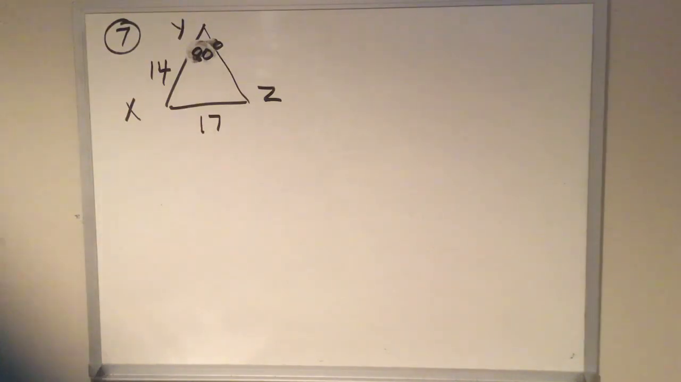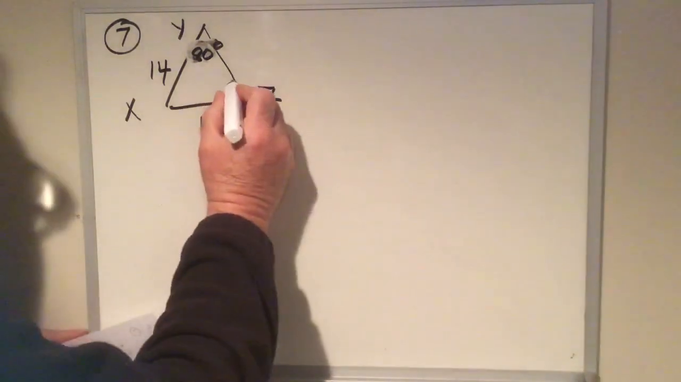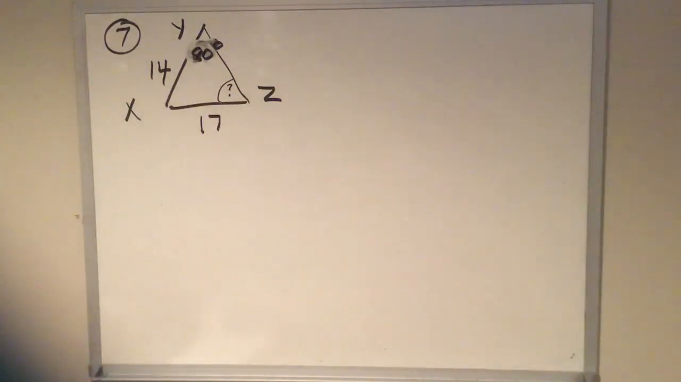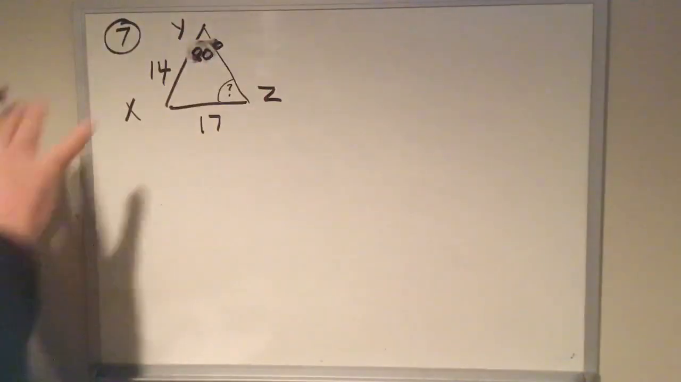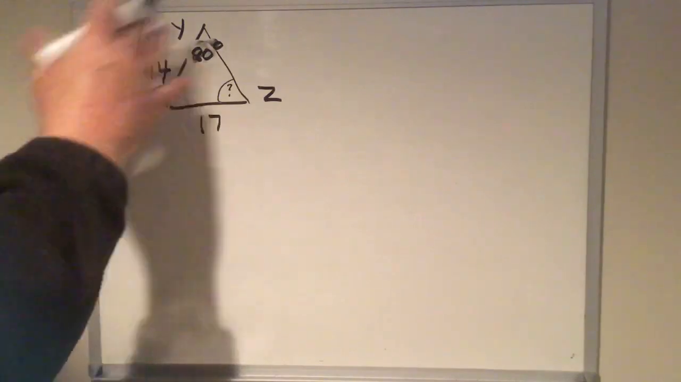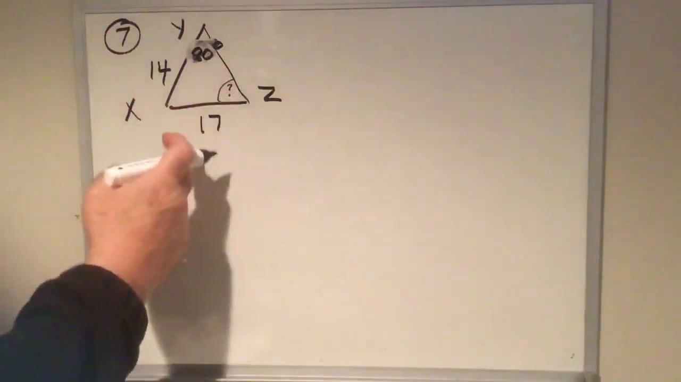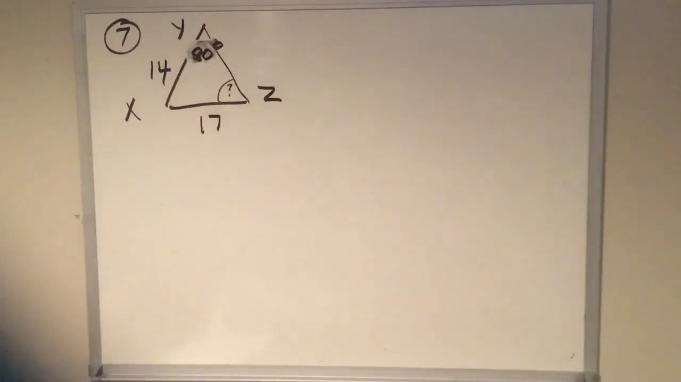Now, in this problem, they're asking us to find an angle. Angle Z, am I right? This problem number 7. So here's a triangle. Again, your triangle could look a little different than this, but it's got to be XYZ. XY has to be 14, XZ has to be 17, and angle Y has to be 80.